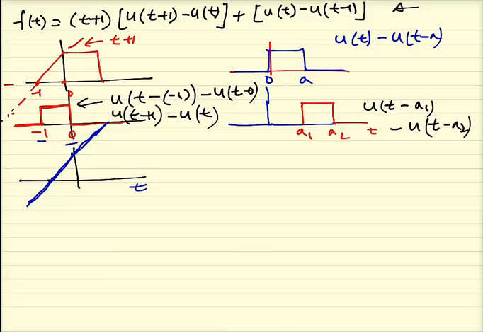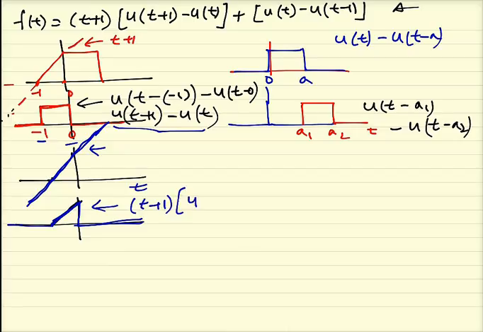In that case, you should multiply this with a time limited pulse, which in this case is u(t + 1) - u(t). You multiply this signal with this pulse, and this will give you only this much, because everywhere else it will be 0. So this is (t + 1)[u(t + 1) - u(t)], and this part is straightforward, because it starts at 0 and ends at 1, so u(t) - u(t - 1).